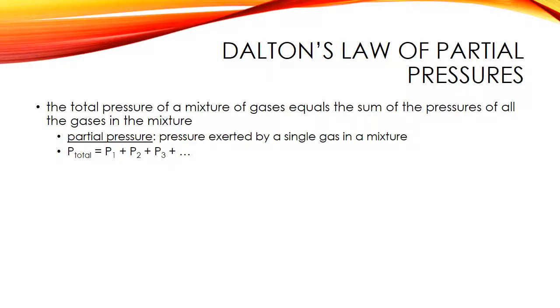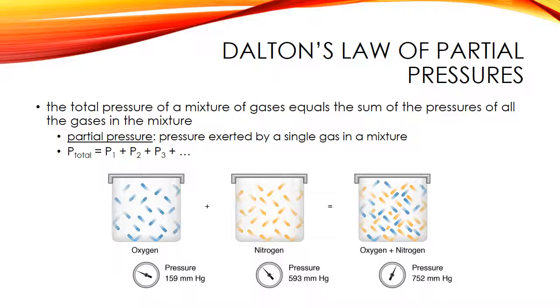So here's that picture I was referring to, where we have a mixture of oxygen and nitrogen. I'd like you to focus on this last picture here. If we were to measure the gas pressure exerted by that sample, we would see this, 752 millimeters of mercury. There's no way that we could just read the pressure of the oxygen or the nitrogen if they're both in there together.